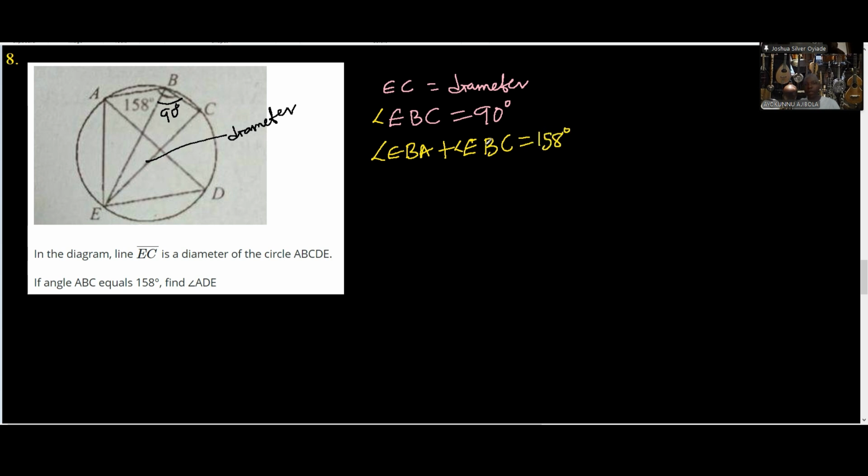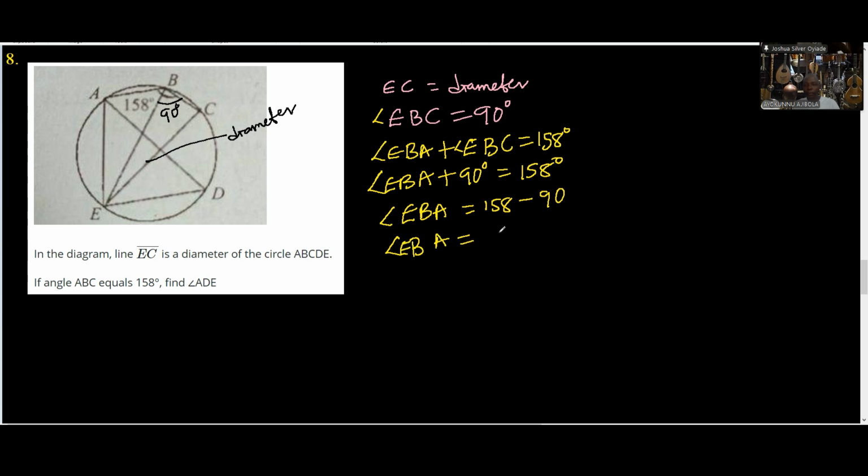And we already know EBC to be 90, so that means angle EBA plus 90 equal to 158. So what is angle EBA? 158 minus 90. So angle EBA will be what? 158 minus 90 is 68. 68 degrees, right?